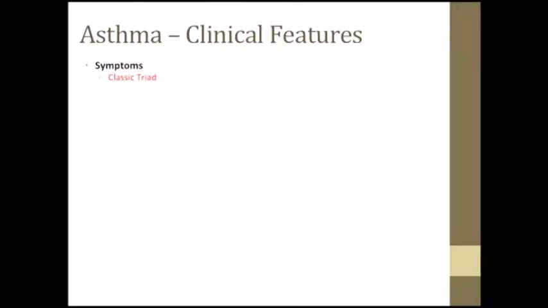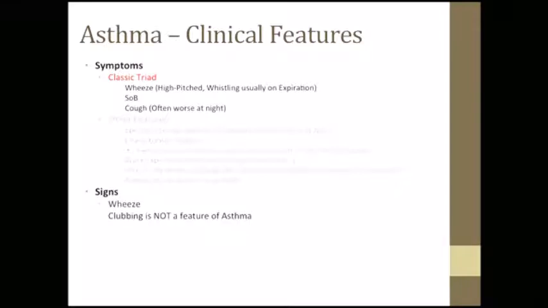For clinical features, you have your classic triad: wheeze, shortness of breath, and cough. The wheeze tends to be high-pitched and whistling, usually on expiration. The cough is often worse at night, and all the symptoms are also worse at night. These are the other features which are not so important. You might want to take note of your past history or family history of atopy, however. These are some of the other things that might suggest an atopic asthma. Signs include wheeze, and remember, clubbing is not a feature of asthma and it's not a feature of COPD, okay?